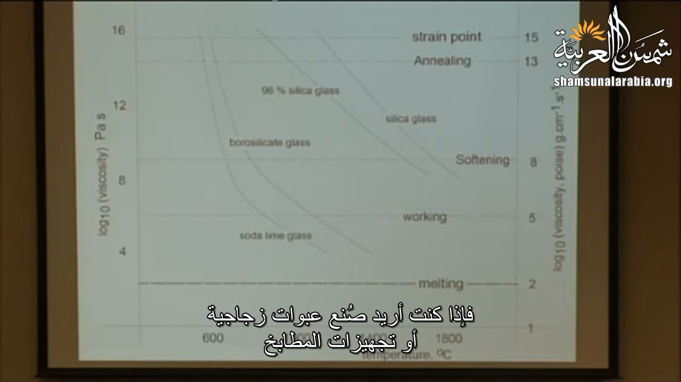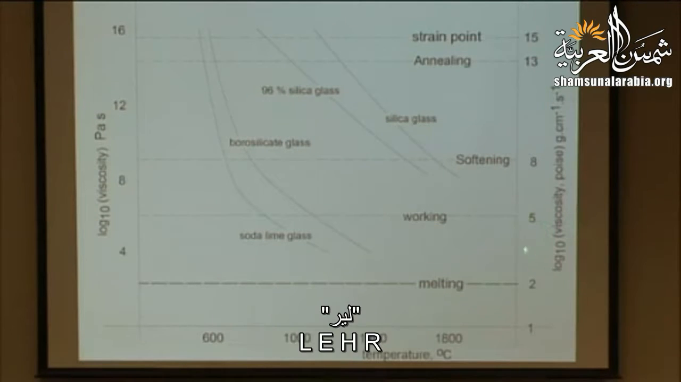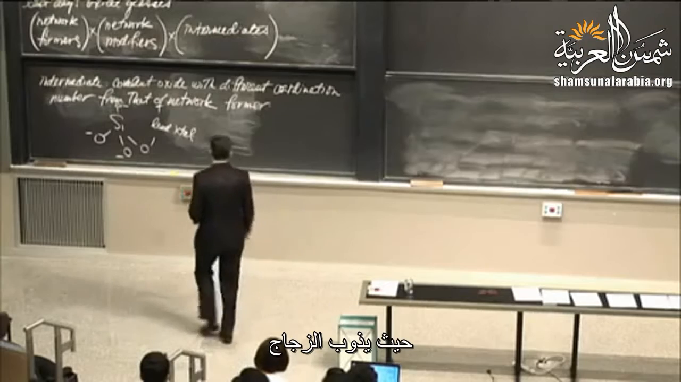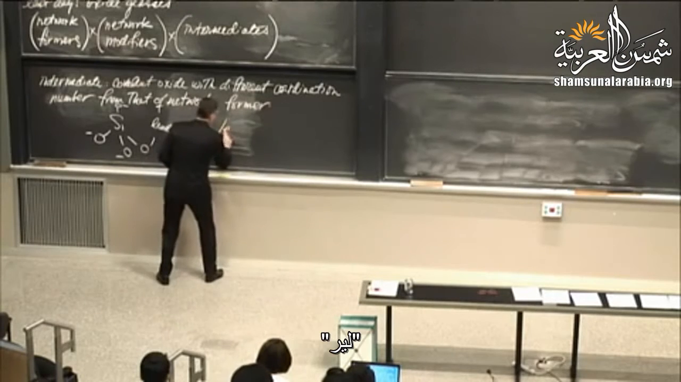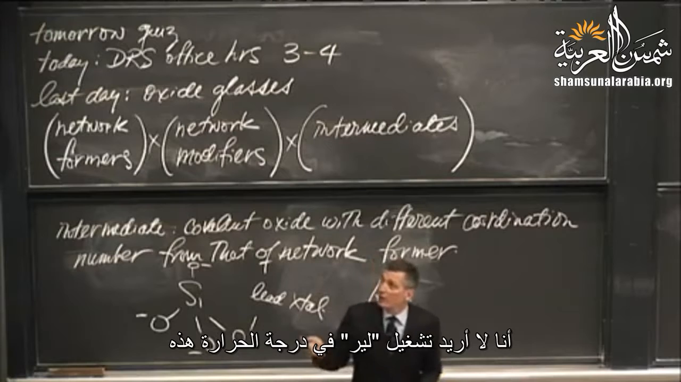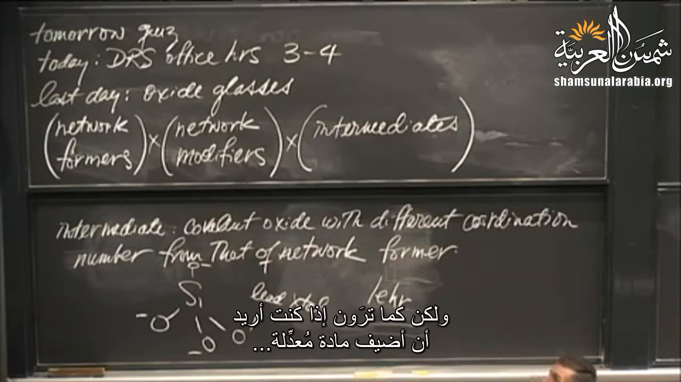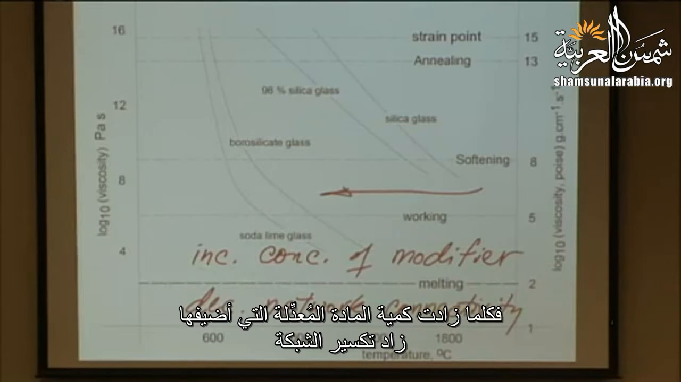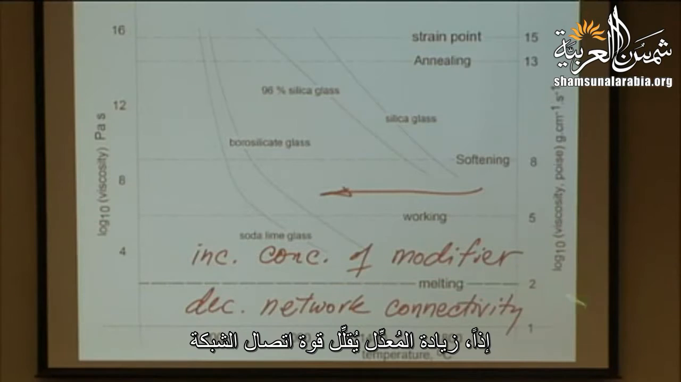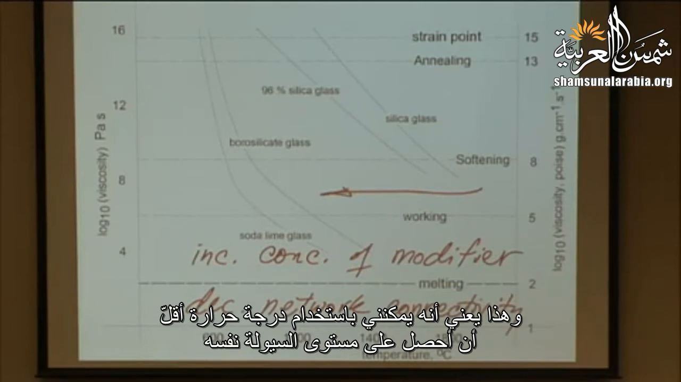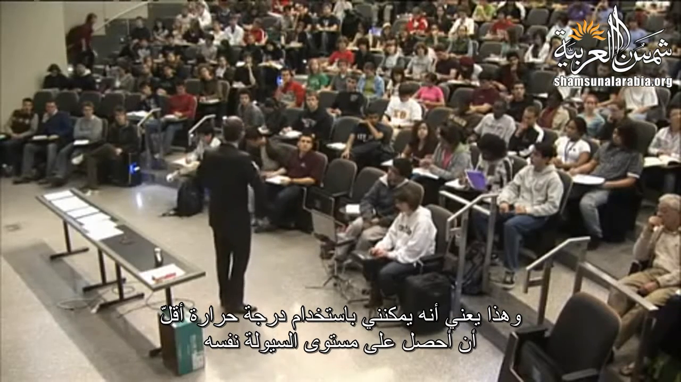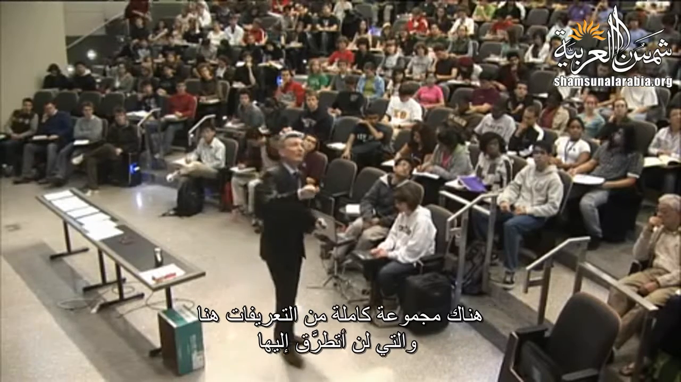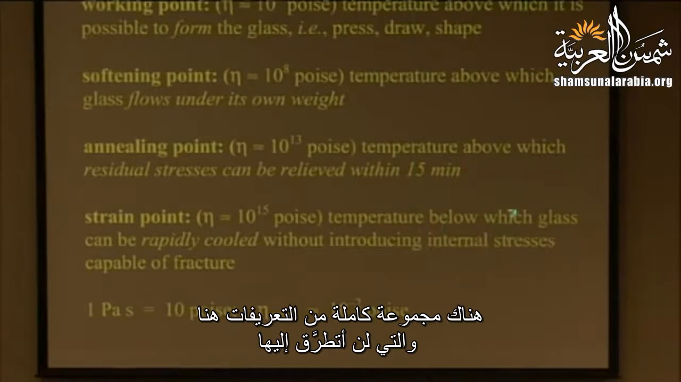So if I want to make bottles, if I want to make cookware, I don't want to run a lehr at this temperature. Lehr, L-E-H-R. That's where you melt glass. I don't want to run a lehr at this temperature, but you can see if I add modifier, the more modifier that I add, the more I break the network. So increasing modifier decreases the network connectivity, and that means I can go to a lower temperature and get the same level of fluidity.